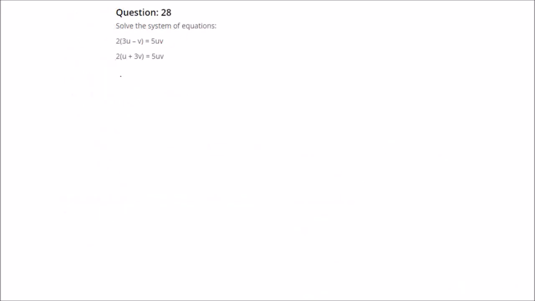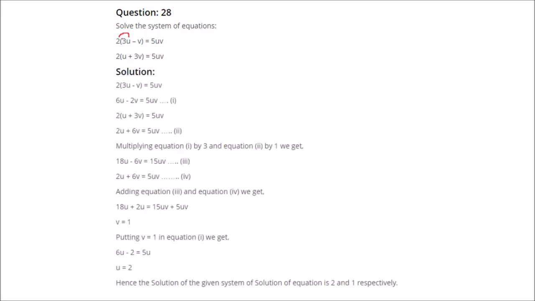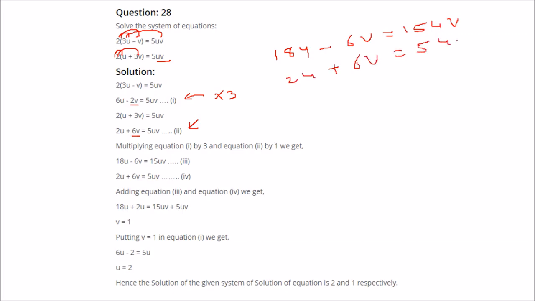Here this is not in the standard form, so what we can do here is first multiply. That is 6u minus 2v equal to 5uv. This is your first equation. Then 2u plus 6v equal to 5uv. This is your second equation. Now what you can do here is, this is 6v and you have a negative of minus 2v. Just multiply this equation by 3. You get 6 3s are 18, 18u minus 6v equal to 5 3s are 15uv. And what you have here, 2u plus 6v equal to 5uv.